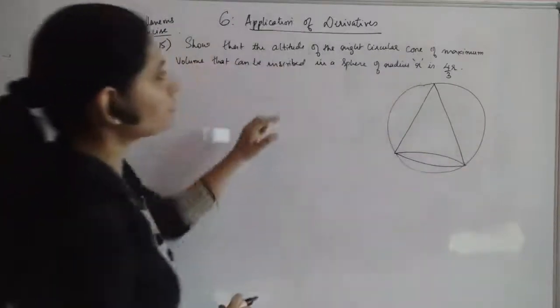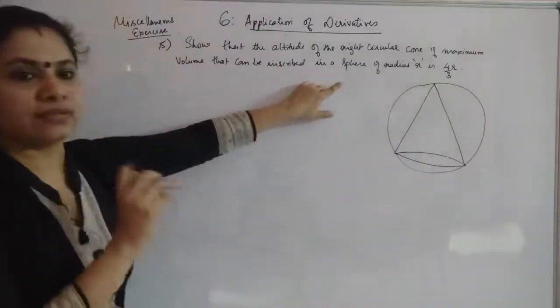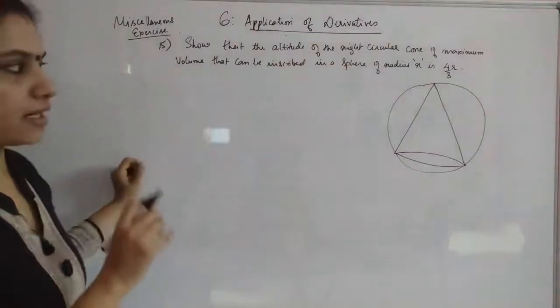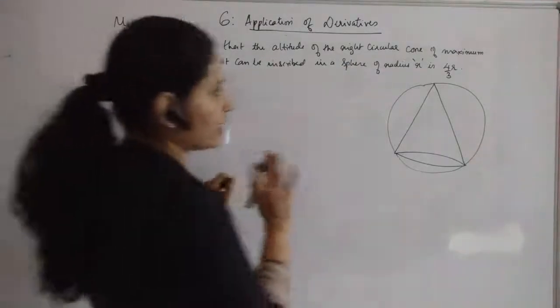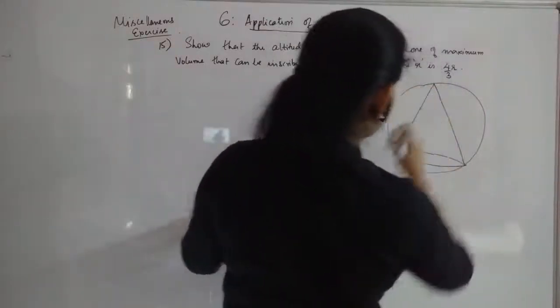Okay. Now what they have given is the radius of the sphere as r. Radius of the sphere as r means it will act as a constant. Okay, that will be acting as a constant.